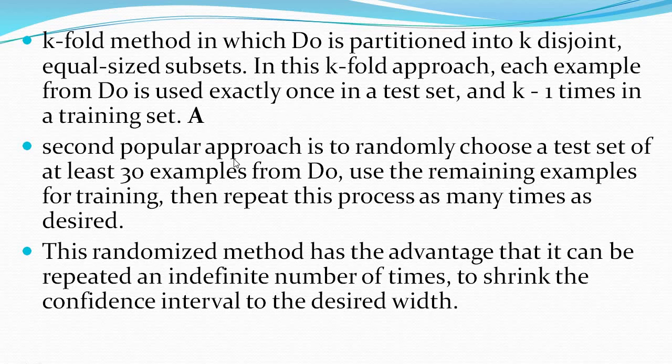The second popular approach is to randomly choose a test set of at least 30 examples from D0 and use the remaining examples for training. Then repeat this process as many times as desired. So we are repeating this as many times as possible. This randomized method has the advantage that it can be repeated an independent number of times to shrink the confidence intervals to the desired width. We want to shrink that confidence interval, and for that purpose we continuously repeat this.